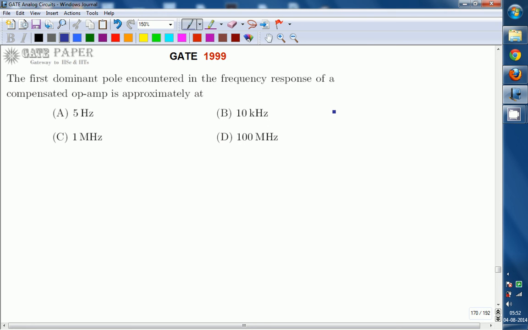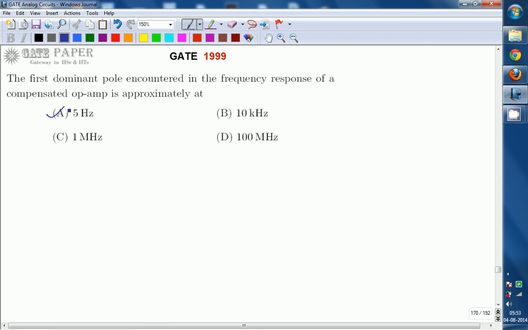Hello, we are discussing the GATE 1999 ECE paper, and the topic is related to analog circuits. The first dominant pole encountered in the frequency response of a compensated op-amp is approximately located at A. 5 Hz, B. 10 kHz, C. 1 MHz, D. 100 MHz. The right answer for this question is A.